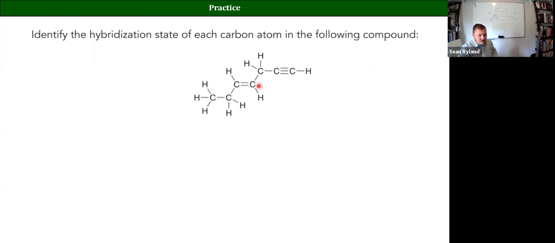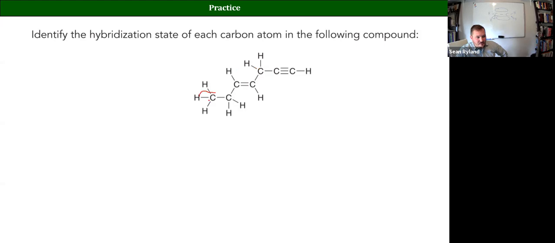And if we had a carbon like these carbons here at the top, all we need to do in order to figure out the hybridization is just look at the structure and count how many different electron groups it has. And that tells us the hybridization.